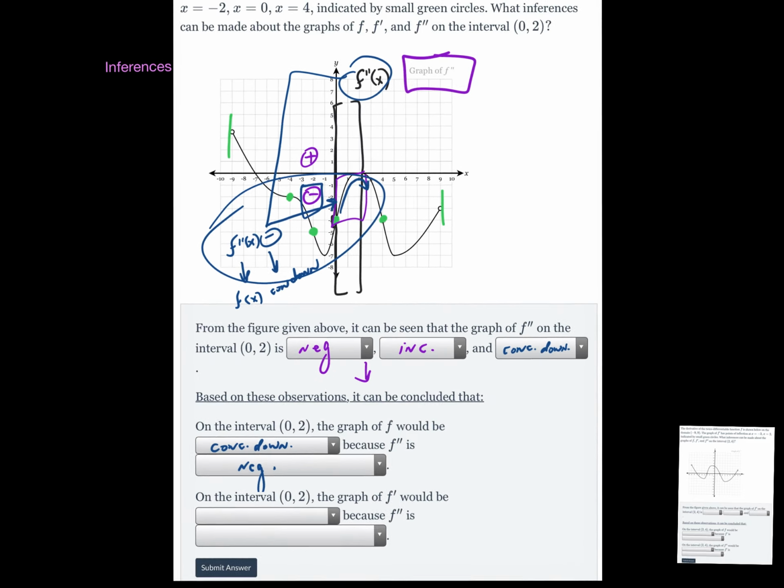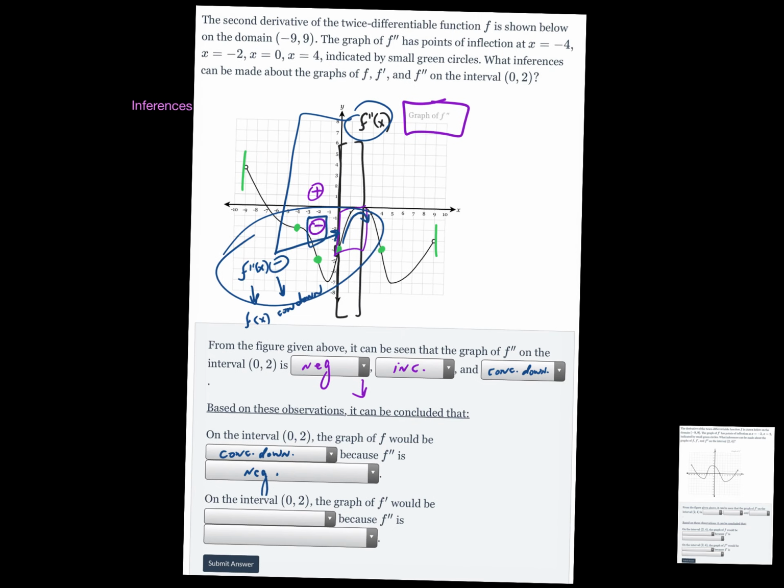Next question, on the same interval 0 to 2, the graph f prime. Now they want us to infer something about f prime. Well, the slope of the tangent lines for f prime would be f double prime. And on this interval, since our f double prime values are negative, that indicates that the slope of the tangent lines for this function would be negative. They'd be decreasing, right? They'd be slopes going down this way. So this is decreasing, and it's because our f double prime values are negative.